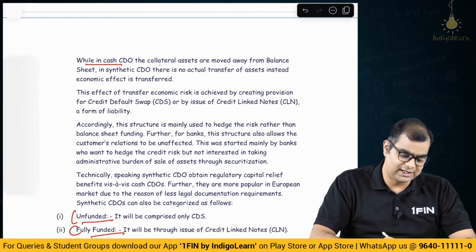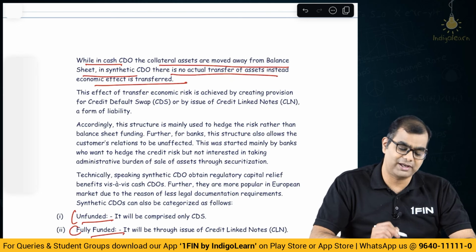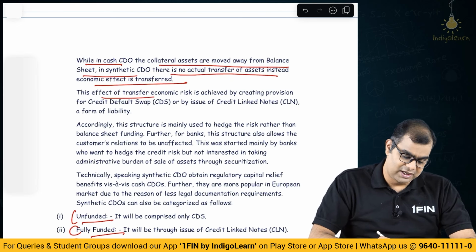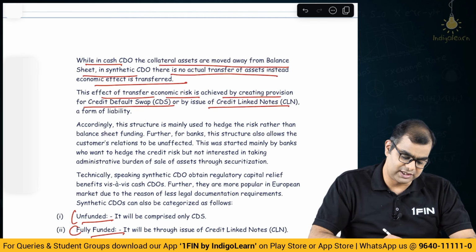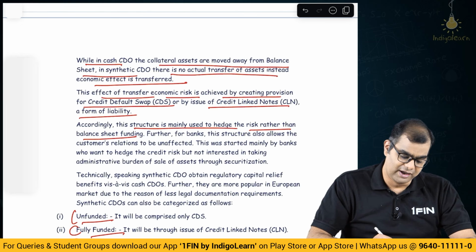While in a cash CDO, the collateral assets are moved away from the balance sheet, in a synthetic CDO, there is no actual transfer of assets. Instead, the economic effect is transferred. This transfer of economic risk is achieved by creating provisions of CDS or by issue of CLN in the form of liability. Accordingly, this structure is mainly used to hedge the risk rather than for balance sheet funding. Further, for banks, the structure also allows the customer relations to be unaffected.